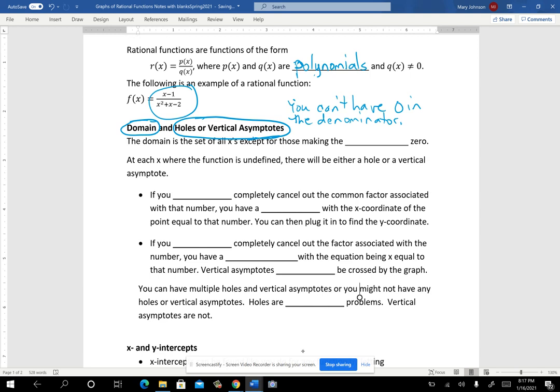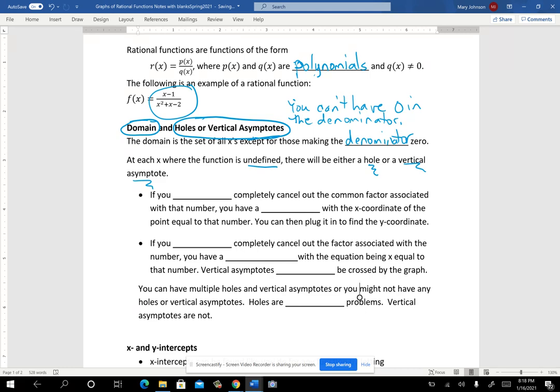So the domain is the set of all x's, any number you can possibly think of for x, except for those making the denominator 0. At each x where the function is undefined, you're going to have either a hole or a vertical asymptote.